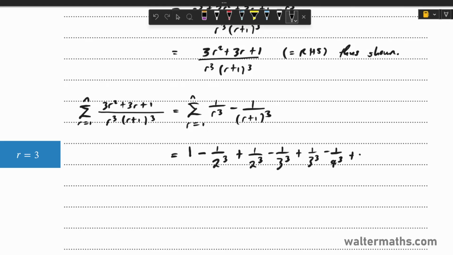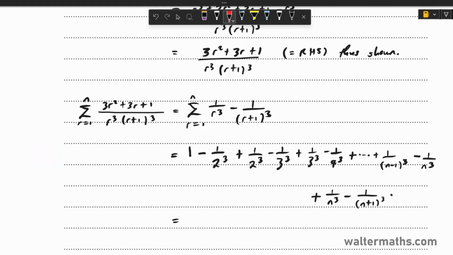So it will continue going all the way until we reach the term that precedes the last. That's when r is equal to n minus 1, which will give us 1 over n minus 1 cubed, and it's minus 1 over n cubed. Then for the very last term in this series, that's when r is equal to n, we will get 1 over n cubed minus 1 over n plus 1 cubed.